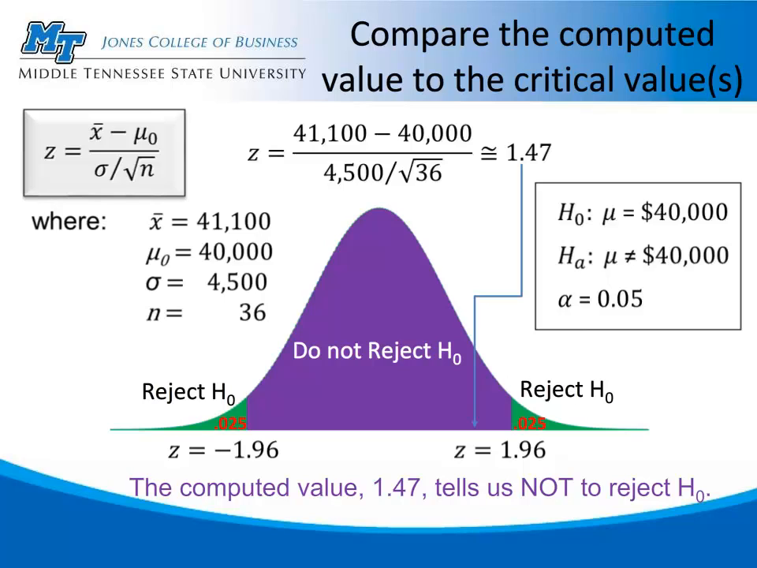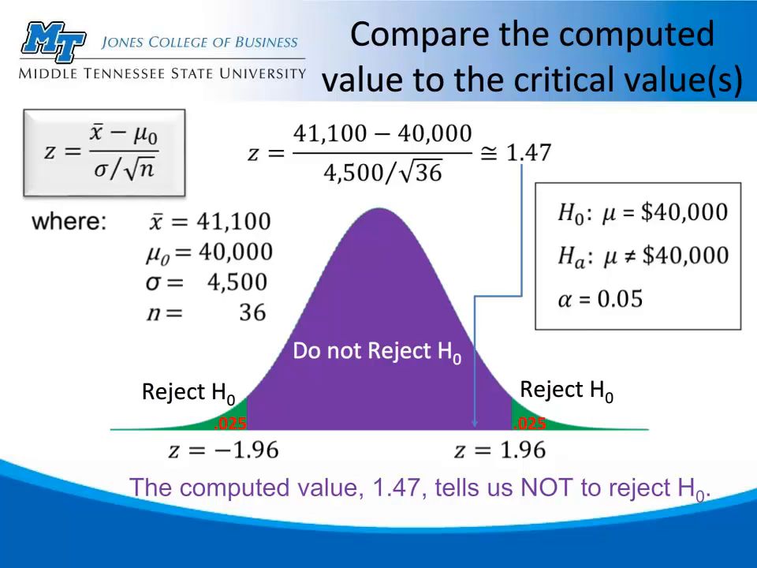You take alpha and cut it in half. Half of 0.05 is 0.025. You put that in the upper tail, you put that in the lower tail. Those are the places where you're going to reject the null. If you're in between, you're close enough, you're not going to reject the null.